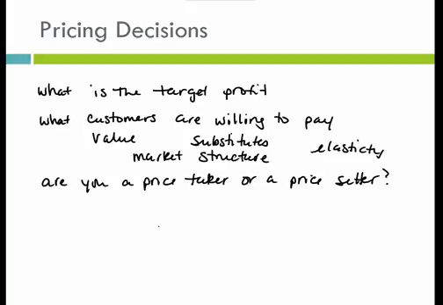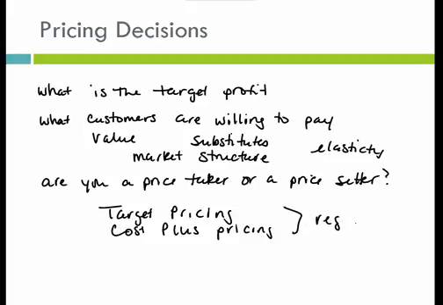Well, there's basically three types of pricing strategies that we're going to look at. Target pricing and cost plus pricing. These are what I would do for my regular business, my everyday pricing. But then we'll also look at special pricing decisions, like if it's a one-time special order or something like that. So we'll look at that as well.